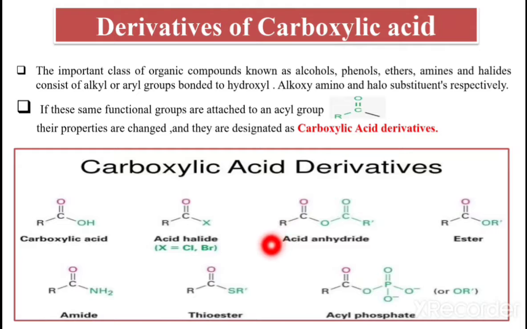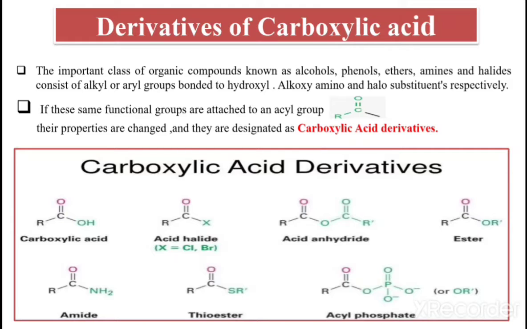Next derivative, acid anhydride. Here R-C=O, oxygen, C=O-R'. This is the structure of acid anhydride. Now then, ester. Here R-C=O-O-R'. This is the structure of ester molecules. Next, amide, that means R-C=O-NH2. Now then, thioester, R-C=O-S-R'. And the last one, acyl phosphate, that is R-C=O-P=O with O minus, and again O minus, or O-R'.